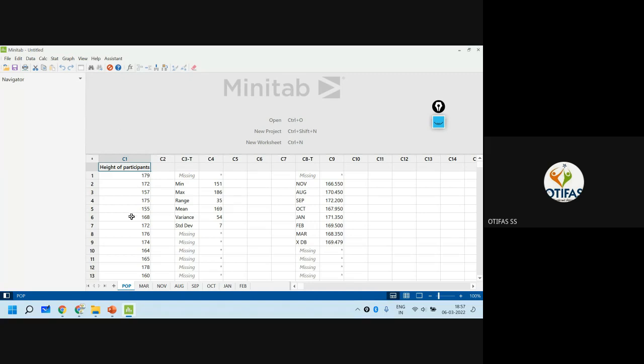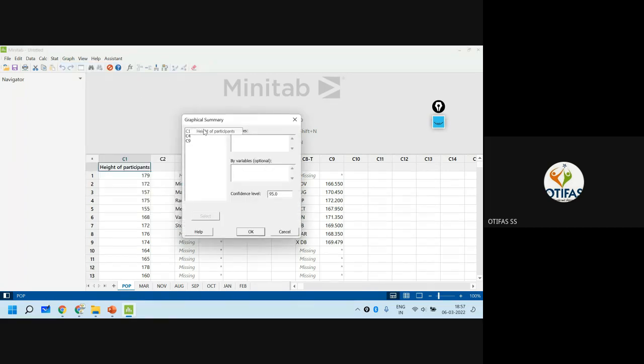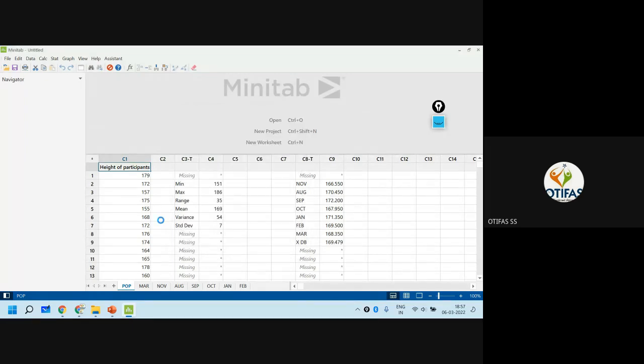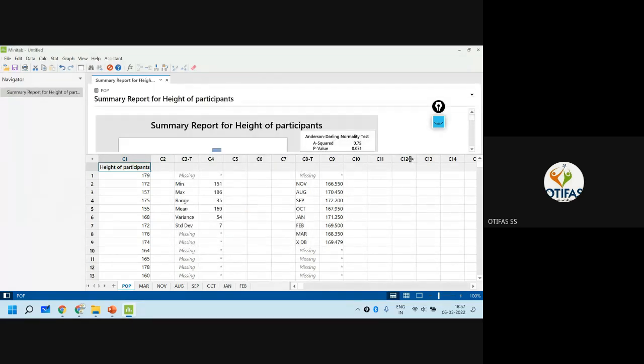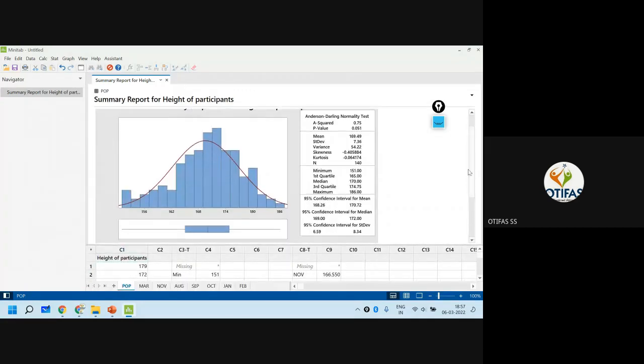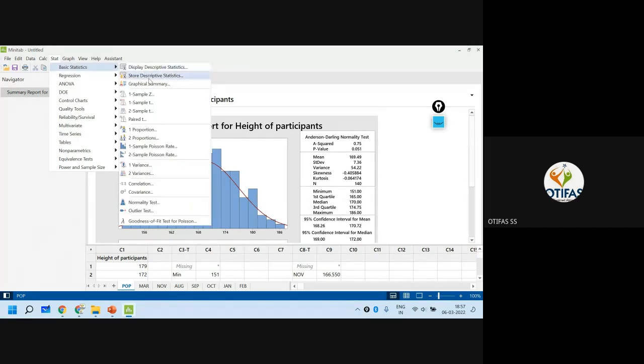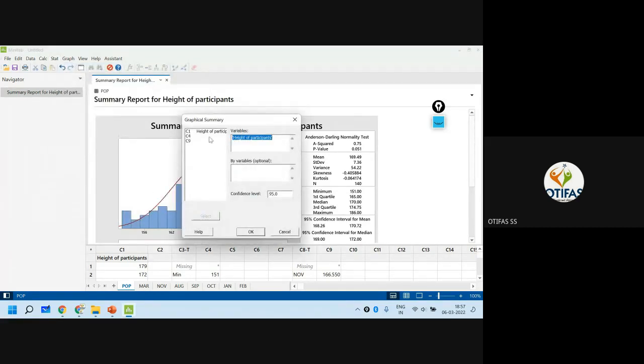Now, same descriptive statistics, let me show you. Let's take basic statistics, graphical summary, and let me take the height of the participants, select, okay. This is a histogram, isn't it? Now, everything we have done is here. Let me show once again: basic statistics and graphical summary. We are in the graphical summary, putting the height of the participants.